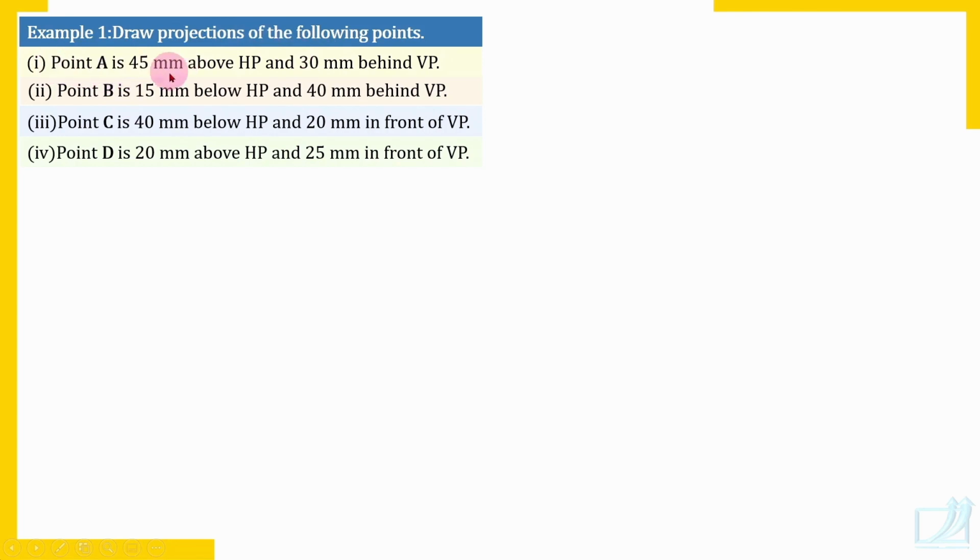Point A is 40 millimeters above HP and 30 millimeters behind VP. Point B is 15 millimeters below HP and 40 millimeters behind VP. Point C is 40 millimeters below HP and 20 millimeters in front of VP. Point D is 20 millimeters above HP and 25 millimeters in front of VP. So projections of points you are asked to draw.